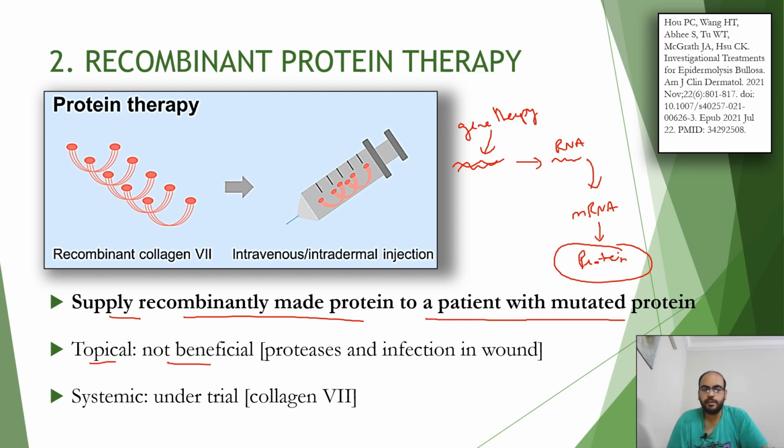Topical treatment was studied but not found to be very beneficial because the erosions have infections and proteases that actually destroy the recombinant protein. Systemic agents are under trial, especially for collagen 7 in dystrophic EB. As of now, they are just under trial to find out whether systemically you can give proteins and that can help to improve the life of a child with EB.